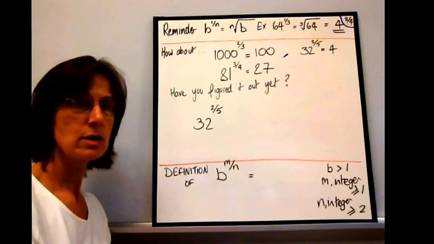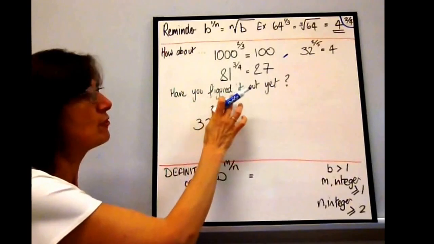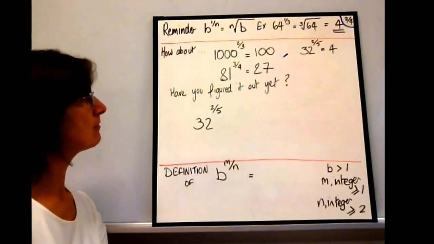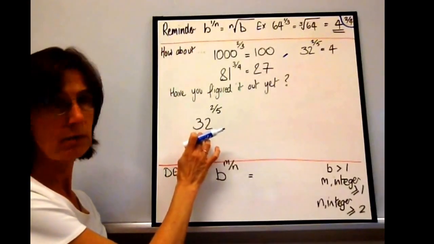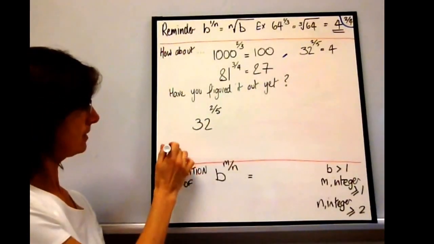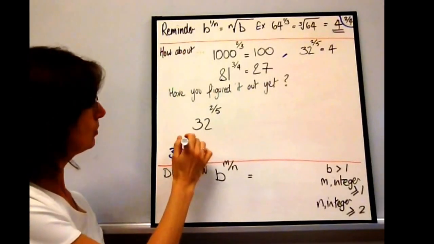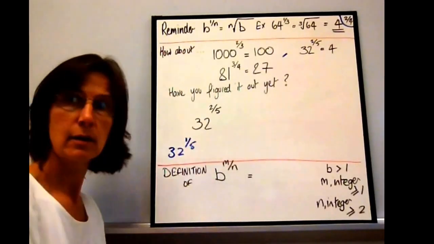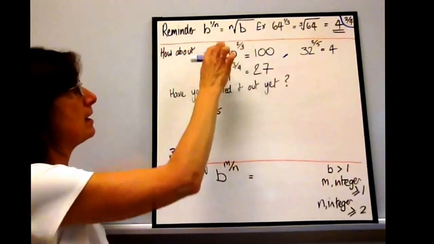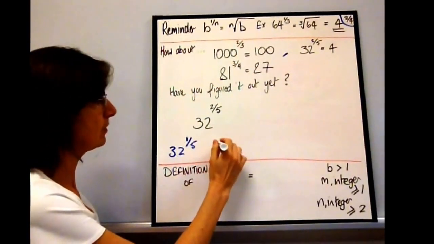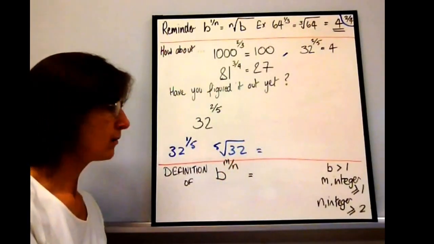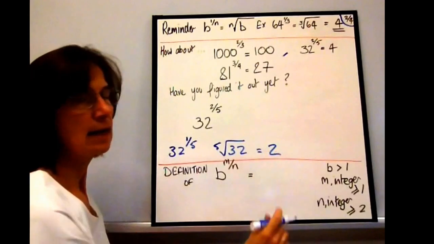Maybe put me on pause. Have you figured it out yet? What does all of this mean? Where did those numbers come from? Let's look at this one. Of these examples, let's look at this one. If it had been just 32 to the 1/5 power, so back from the previous board, let's look up here. Okay, that means the 5th root of 32. And with any luck, you're going to recognize that that answer is 2.